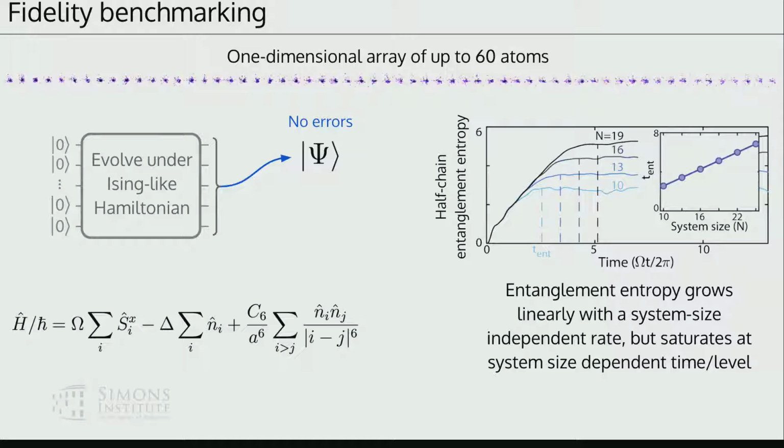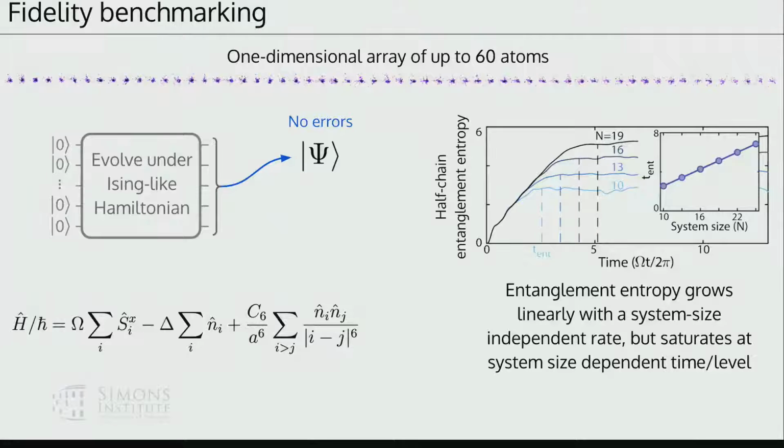And the key characteristic of this Hamiltonian, of these dynamics, is that if you look at the half-chain entanglement entropy of these systems, what you find is that the entanglement grows with some system size independent rate before saturating at some system size dependent level as a function of time. We're doing this infinite temperature dynamics that Soon-Won was mentioning a moment ago.